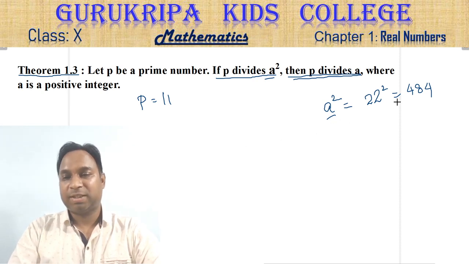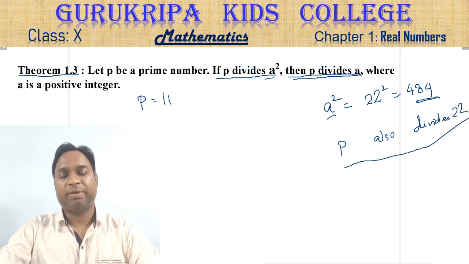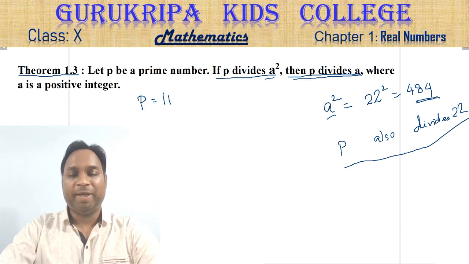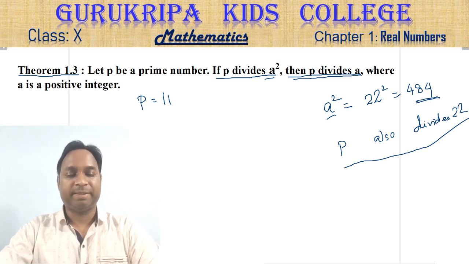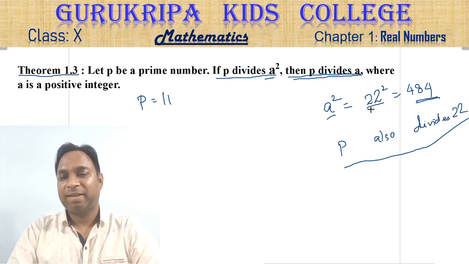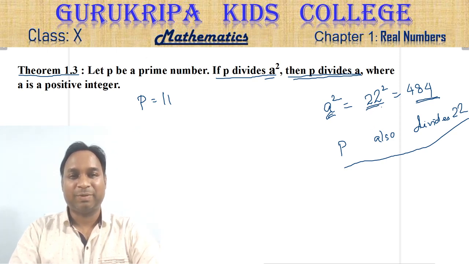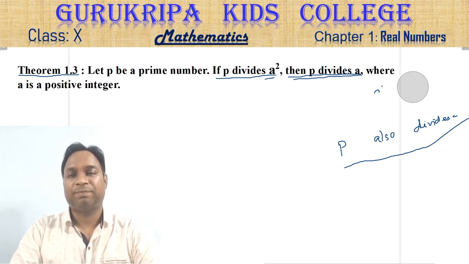So if P divides 484, then P also divides 22. That's the simple thing that the theorem is saying. Now we have to see the proof of this simple thing. Isn't it very obvious? If P is dividing A square, then P has to divide A also. Okay, let's go to the formal proof.